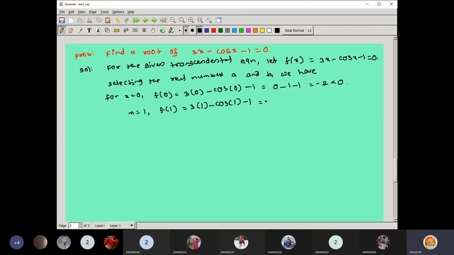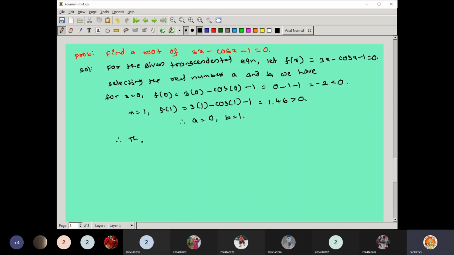Minus 1, so you are getting 1.46. This is greater than 0, so opposite signs are there. So better you can stop the process. Here a equal to 0 and b equal to 1.